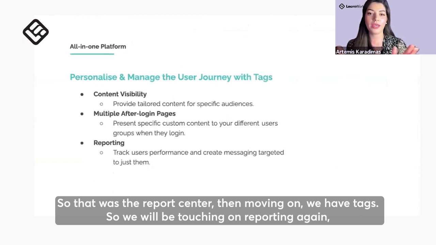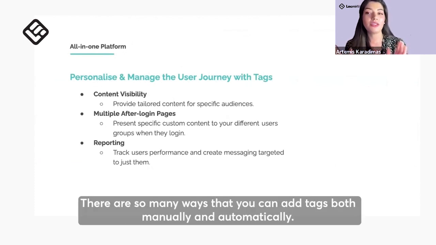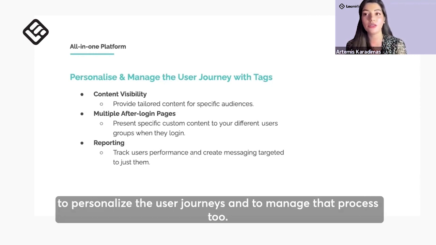Then moving on, we have tags. So we will be touching on reporting again, but tags is one of our most powerful features in the platform. There are so many ways that you can add tags both manually and automatically. And tags really allow you to segment your user groups, to personalize the user journeys, and to manage that process too.